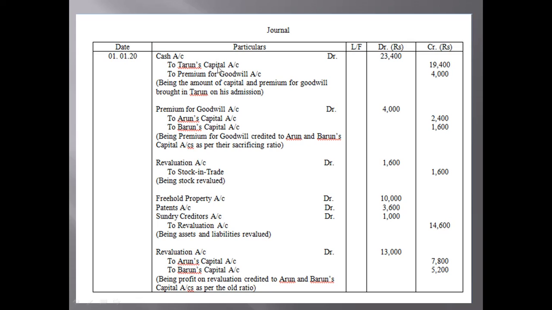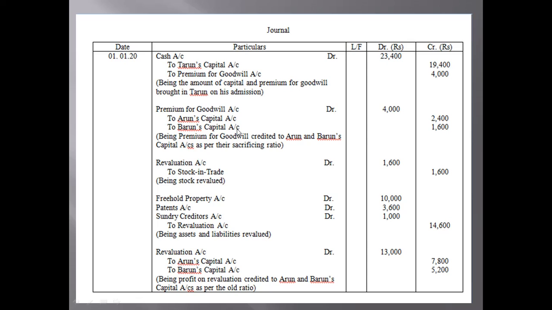Anyway, we know these first two journal entries. We have been doing this for a long time. Whenever a new partner comes in, his capital account is credited. Premium for goodwill will also be credited, with the amount that is brought in together, that is 19,400, the capital brought in by Tarun, as well as the premium for goodwill 4,000. Total is how much? 23,400. Now this premium for goodwill will be shared between old partners in the sacrificing ratio, as it is mentioned here. You have to write the narration.